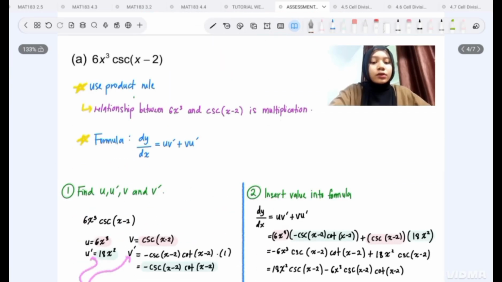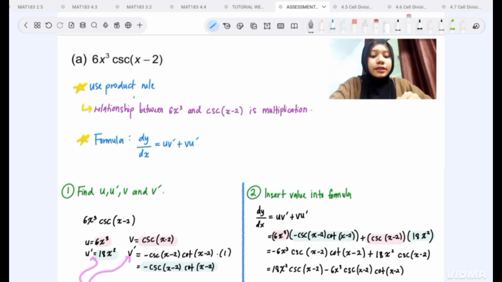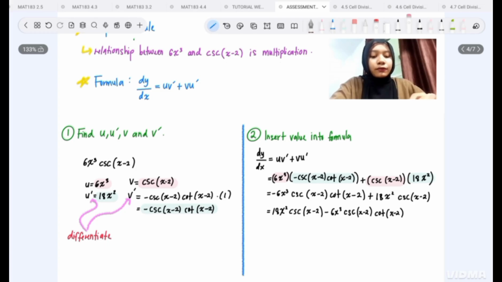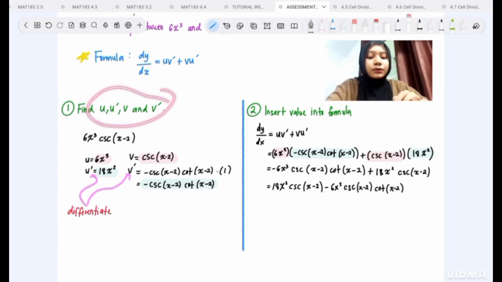So we look at question A, 6x cubed cosecant x minus 2. As we can see, the relationship between 6x cubed and cosecant x minus 2 is multiplication. So we need to use the product rule. The formula for the product rule is dy over dx equals uv prime plus vu prime. So to find dy over dx, first we need to find u prime, v and v prime. We take 6x cubed as u and cosecant x minus 2 as v.